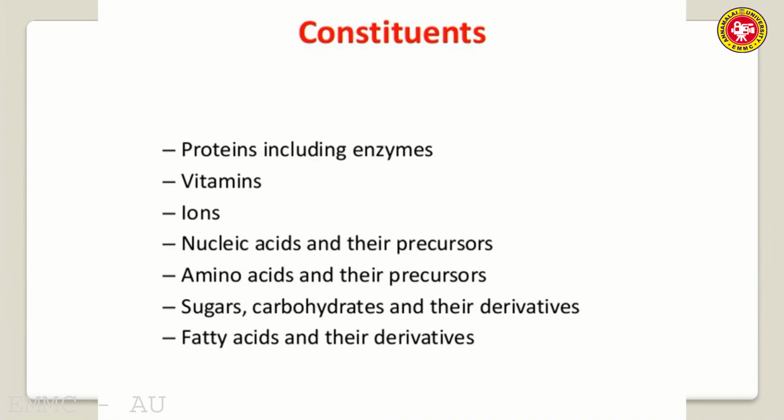Other constituents are proteins including enzymes, vitamins, ions, nucleic acids and amino acids and their precursors, sugars, carbohydrates, fatty acids and their derivatives. So, these are the constituents of the cytoplasm.